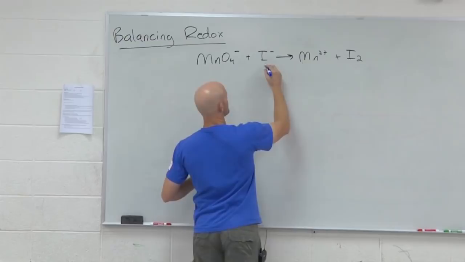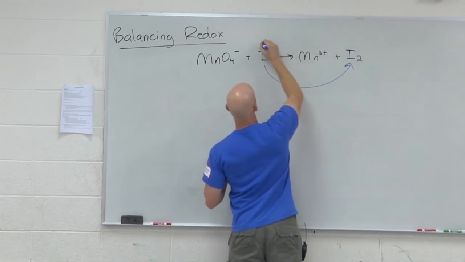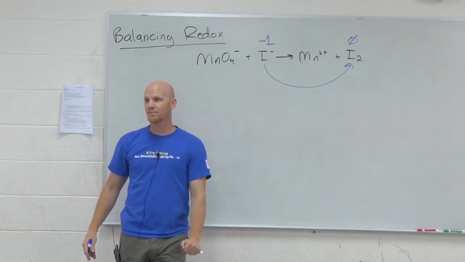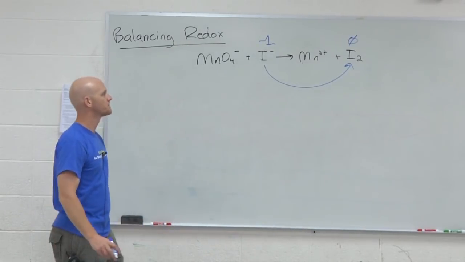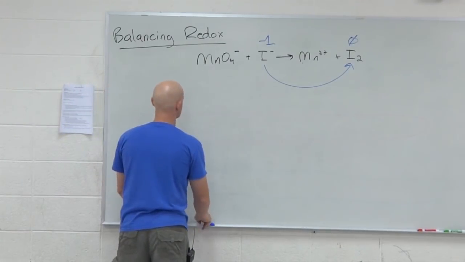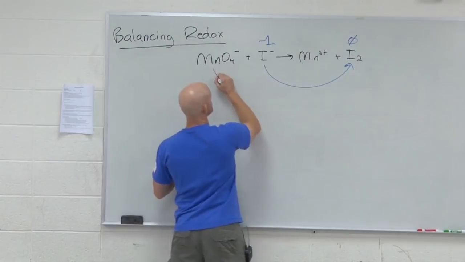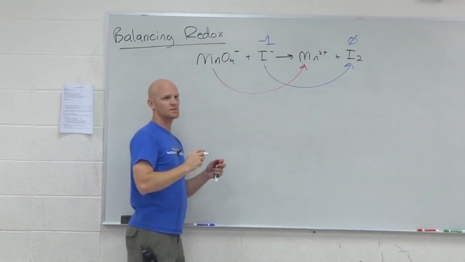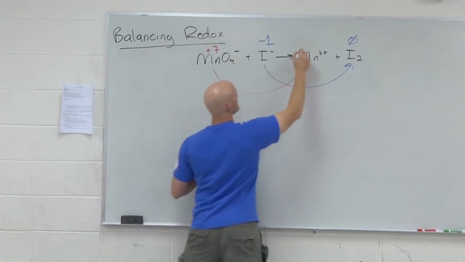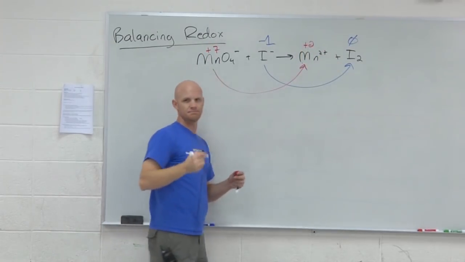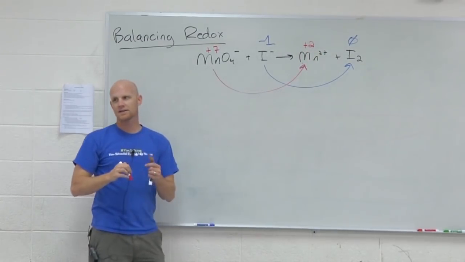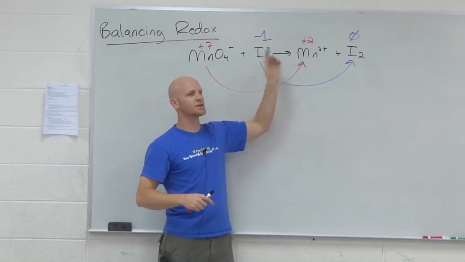I. Because here, iodine is going from -1 to 0. Its oxidation state is going up. It lost an electron. Okay. Who's getting reduced then? What was manganese's oxidation state to start? +7, and it ends up as +2. Okay, and so we can see that it's getting reduced. It gains 5 electrons to get there.